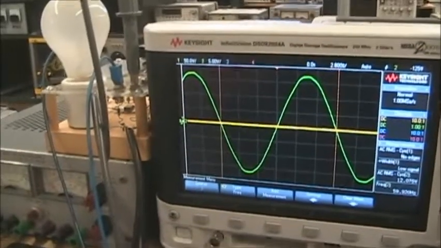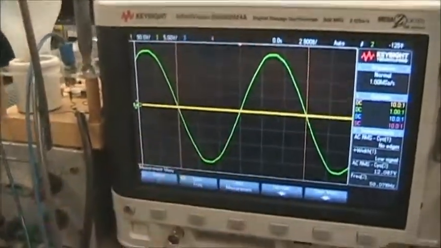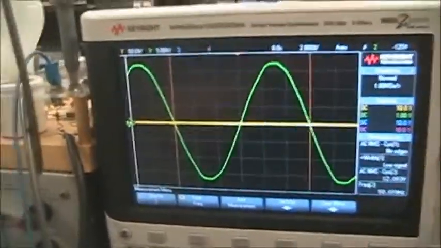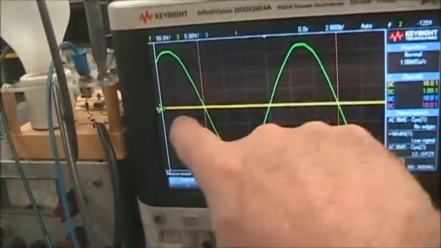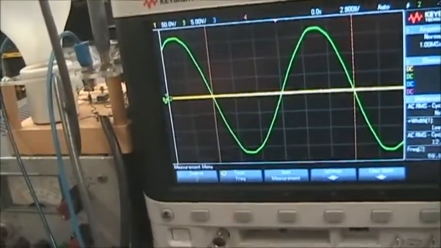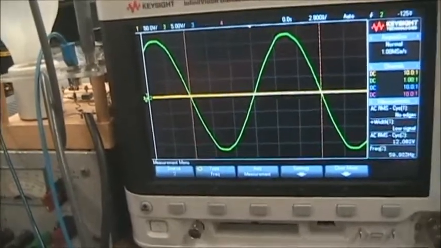So I'm going to start out in the off condition. The green signal we see on the scope is of course the AC supply from Edison. The yellow, which is currently 0, is the voltage across the lamp.